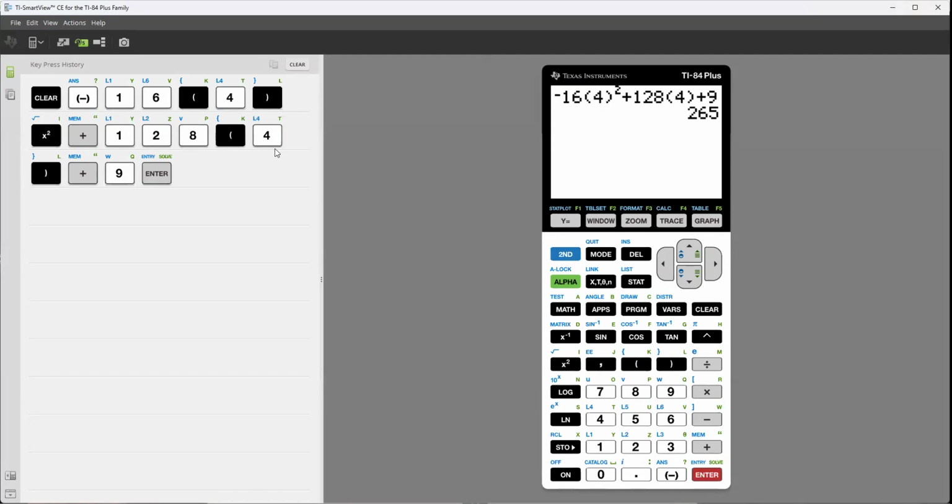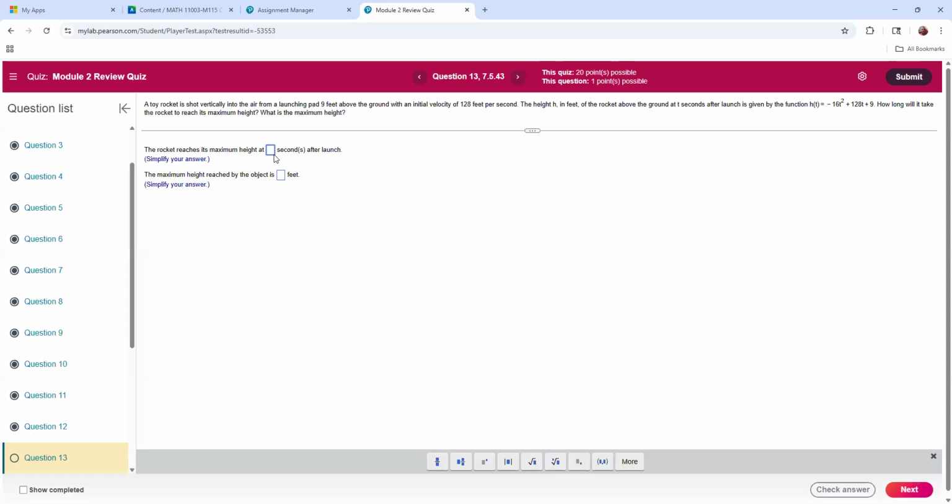All right, y'all, so my maximum height was reached after, oh, what did my time go? 4 seconds. So that's pretty quick. And then it reached 265 feet.